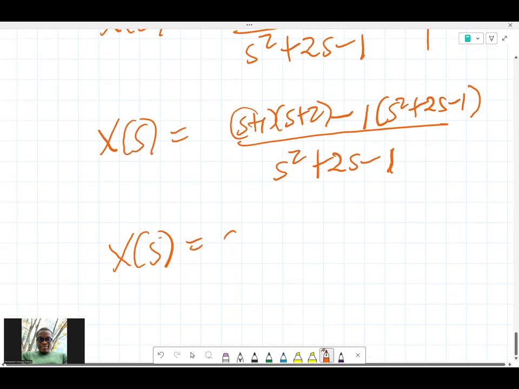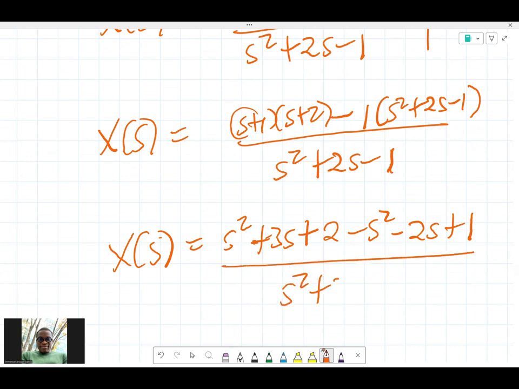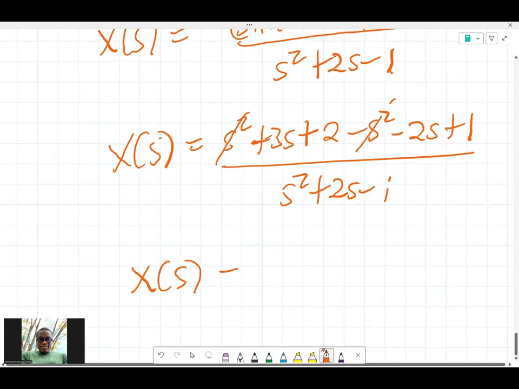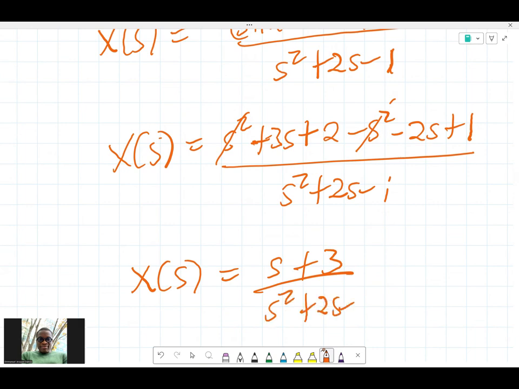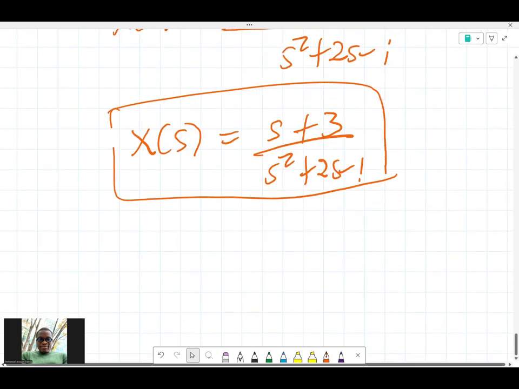s times 1, that's s squared plus 3s plus 2 minus s squared minus 2s plus 1, I think. Yeah, that works. So s squared plus 2s minus 1. So s squared cancels minus s squared. Then we have x of s to be equal to 3s minus 2s is s, 2 plus 1 is 3. So we have s plus 3 all over s squared plus 2s minus 1. So we have x of s and y of s, right?